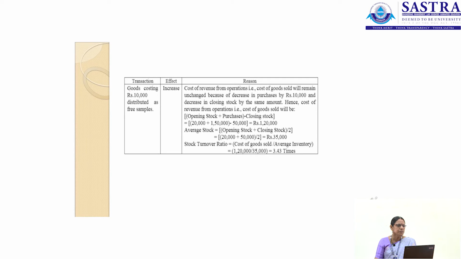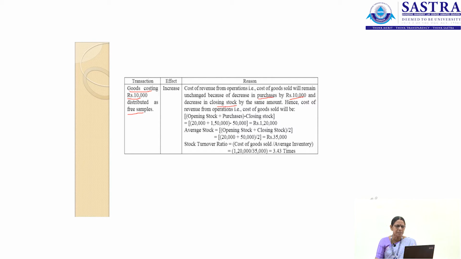Next transaction is goods costing rupees 10,000 distributed as free samples. Now when the goods are distributed as free samples, again that is made only at cost price. This will have an impact over the purchases and also the closing stock again. So purchases will be decreased by 10,000 and your closing stock will also decrease by 10,000 rupees.